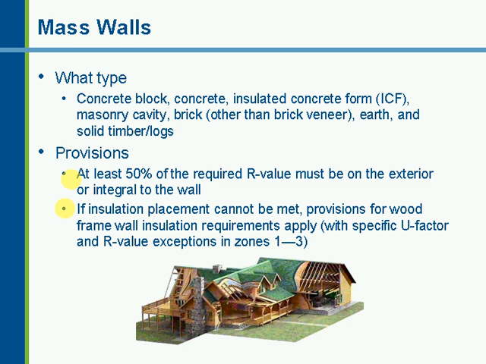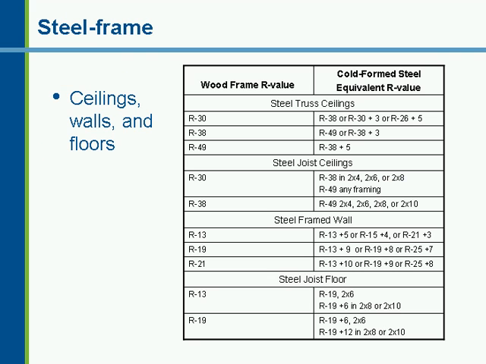There are some exceptions in zones 1 through 3, such that you don't have to back all the way off to the frame wall R value requirement. Sometimes you can only go part way, but that's the general principle. The insulation needs to be on the outside or integral with the massive parts of the wall.